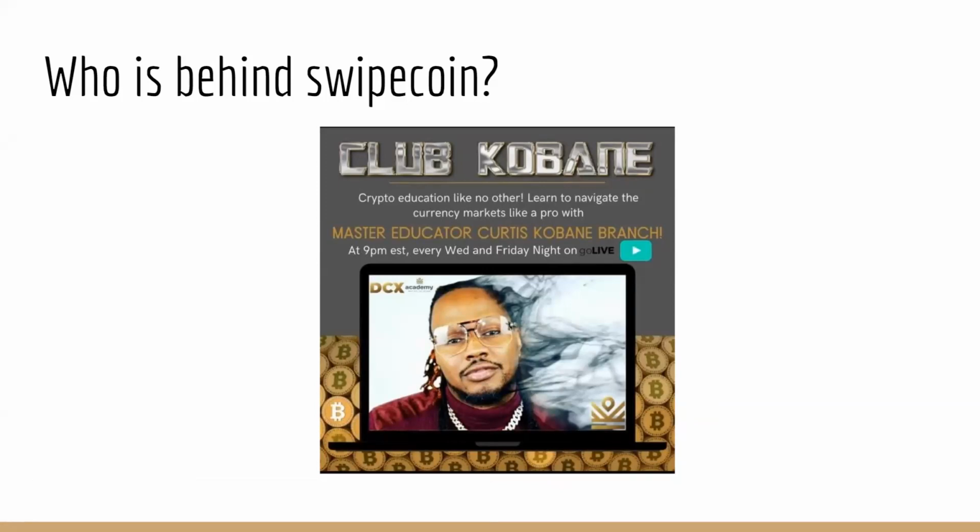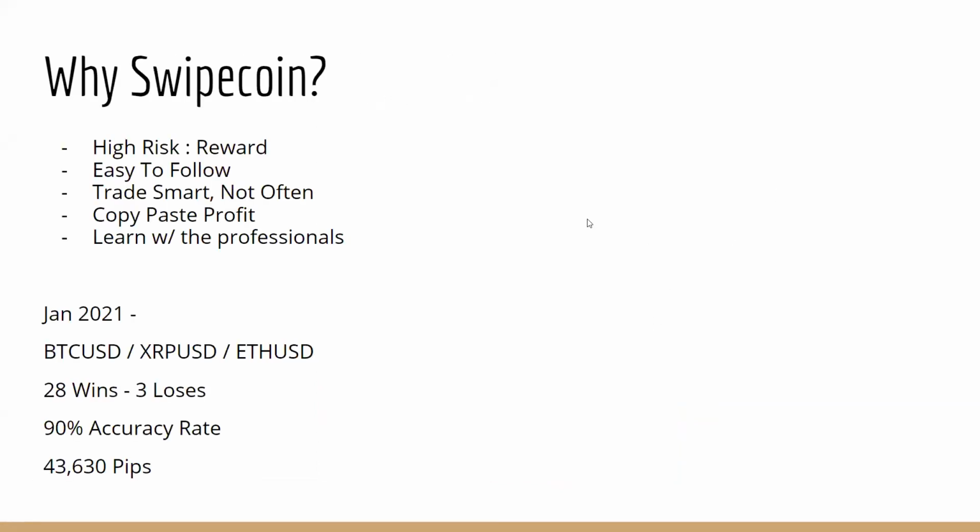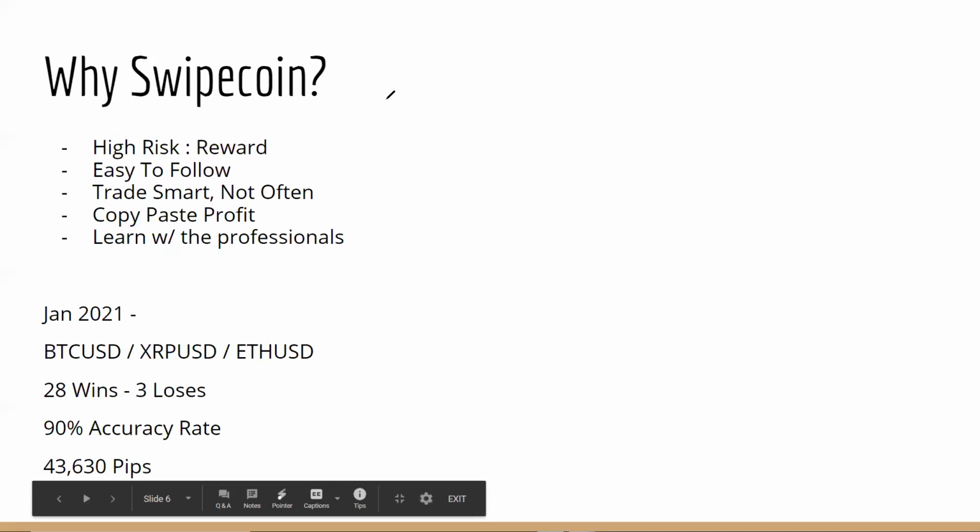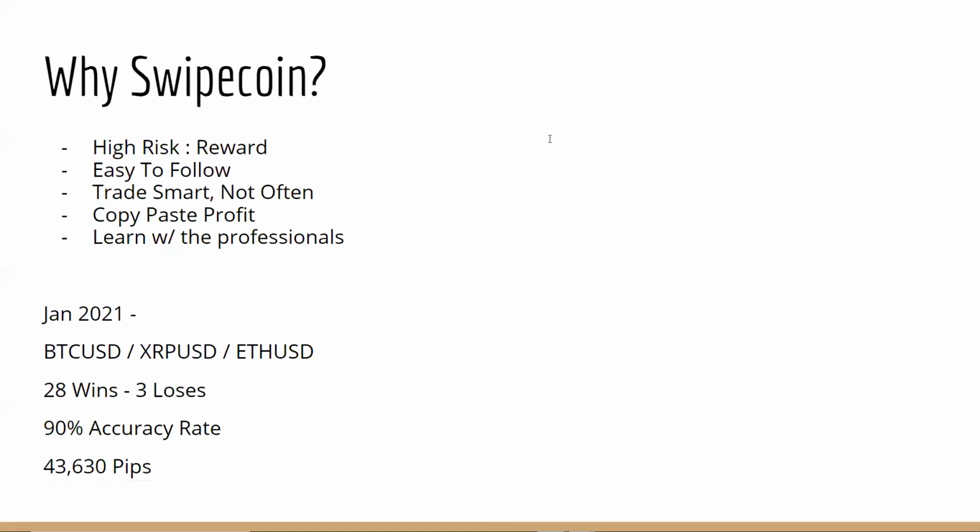Now, how do we know? Why should we use Swipecoin? What I want you to understand is, compared to all the other services, they're great, do not get me wrong. But for me, the reason I love Swipecoin so much is the risk to reward profiling. Risk to reward is absolutely everything in the markets. What do I mean by risk to reward? Let me ask you guys this. Would you guys be comfortable going into a market or going into a trade, risking £1 to make £1? Would you guys be comfortable doing that? I know I wouldn't.